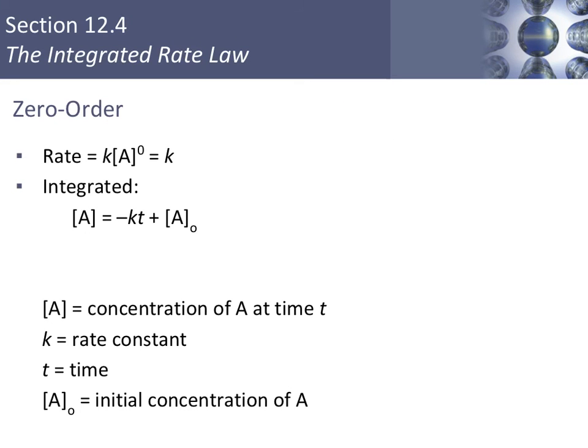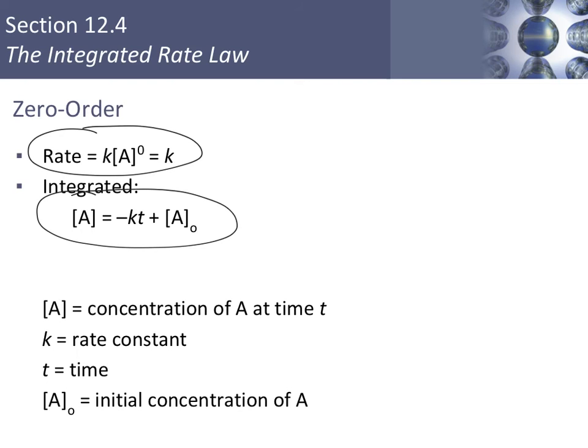We also have what's called a zero order reaction. Here's the differential rate law, and the concentration of A raised to the 0 power is equal to 1. So the rate is dependent upon the rate constant. When this is integrated, we get the concentration of A is equal to negative kt plus the initial concentration of A. Again, k is the rate constant and t is time.